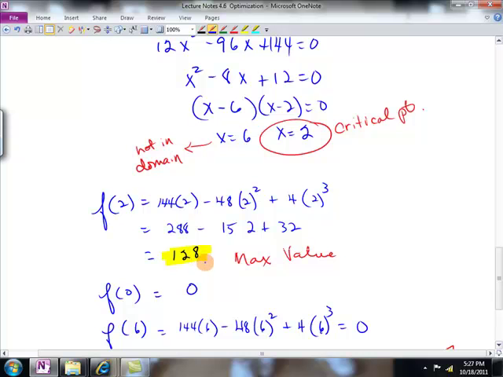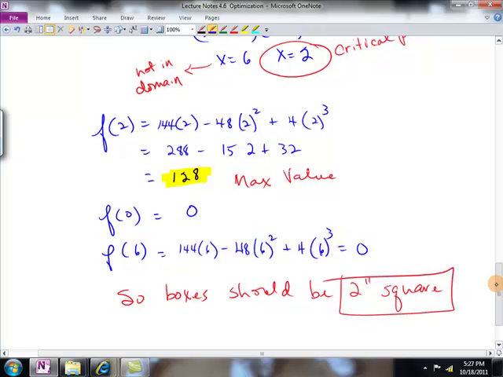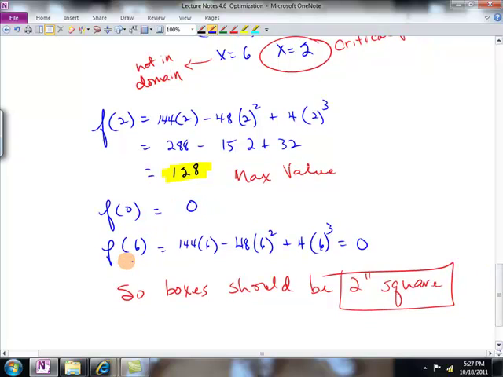So you would get 128. Now we do have to evaluate the endpoints of our domain. So 0 there and 6 gives us 0. So this 2 gave us the maximum value. So the boxes should be done with 2-inch squares. Okay, so that's what we're going to do.